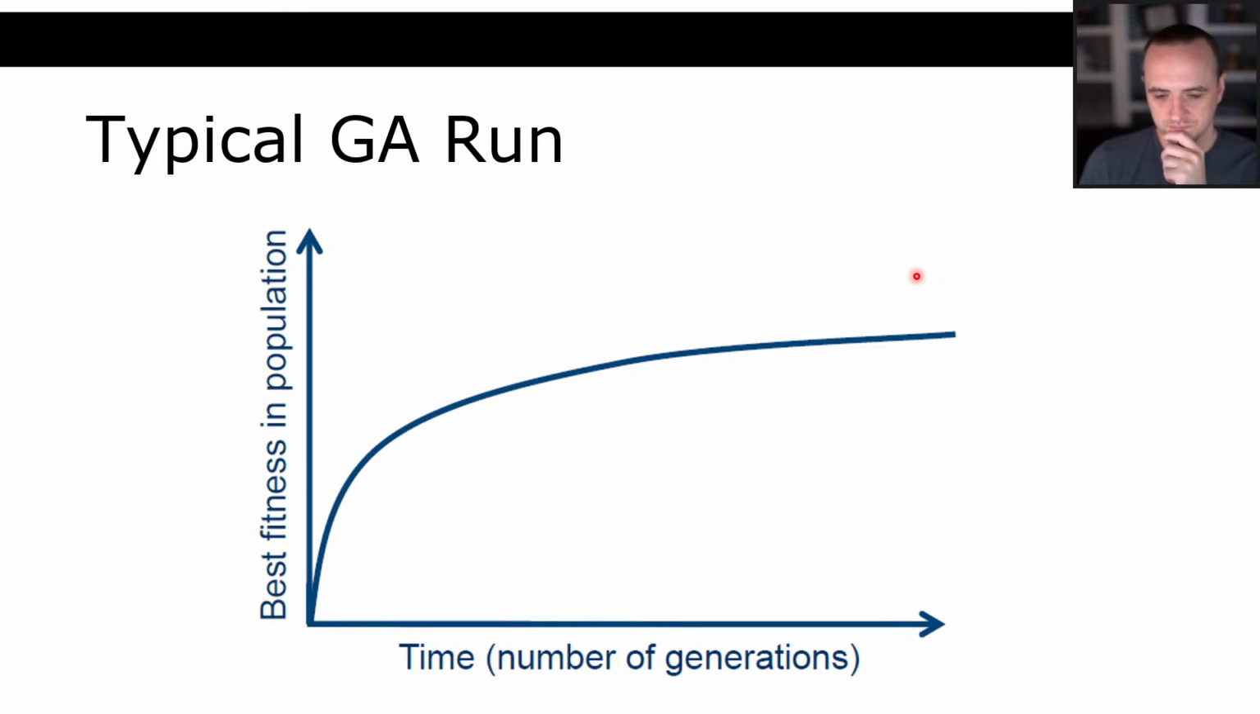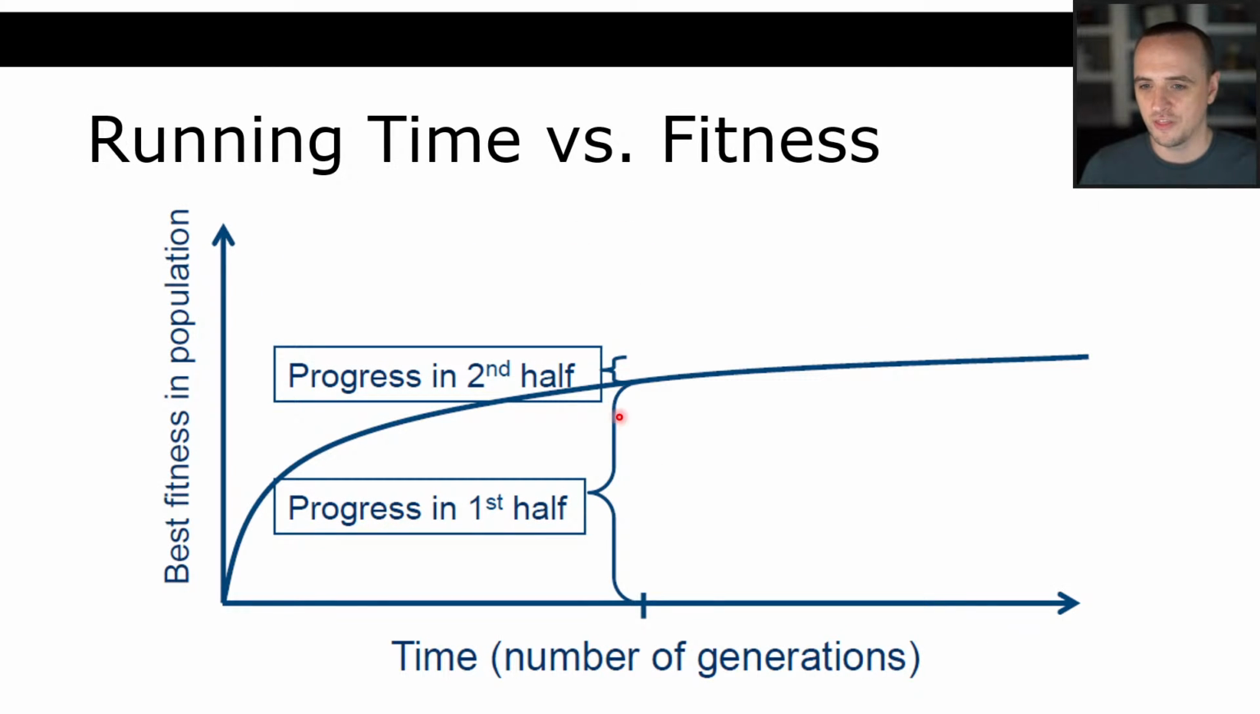Another cool thing, or maybe it's not cool, maybe it's actually depressing, but a typical genetic algorithm run looks something like this. If this is the number of time in generations and this is the best fitness, this is the progress that you make in the first half of the time that you're running, this is the progress that you make in the second half of the time that you're running.